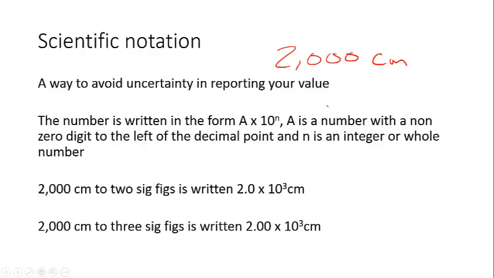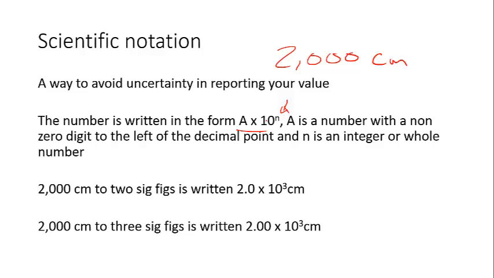Scientific notation is a way to write the number a times 10 to the n, where a is a number with a non-zero digit to the left of the decimal point, and n is an integer or whole number, and n, of course, indicates the power of 10.